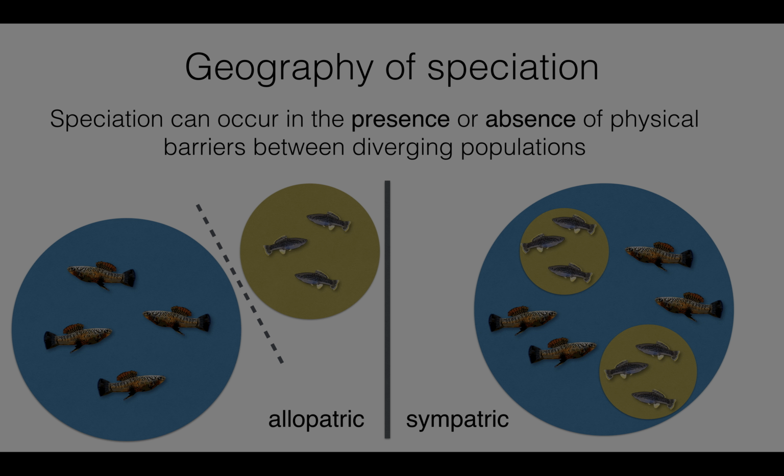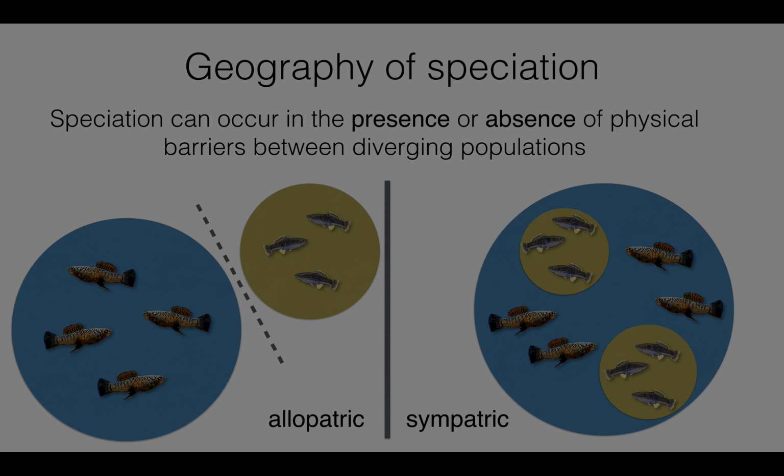Before we do that, I wanted to talk briefly about the geography of speciation. Speciation can occur in either the presence or the absence of physical barriers between populations that are starting to turn into different species. When there is a physical barrier, like here on the left, this is referred to as allopatric speciation. When there is not a physical barrier, this is referred to as sympatric. Sympatric means kind of same geography.